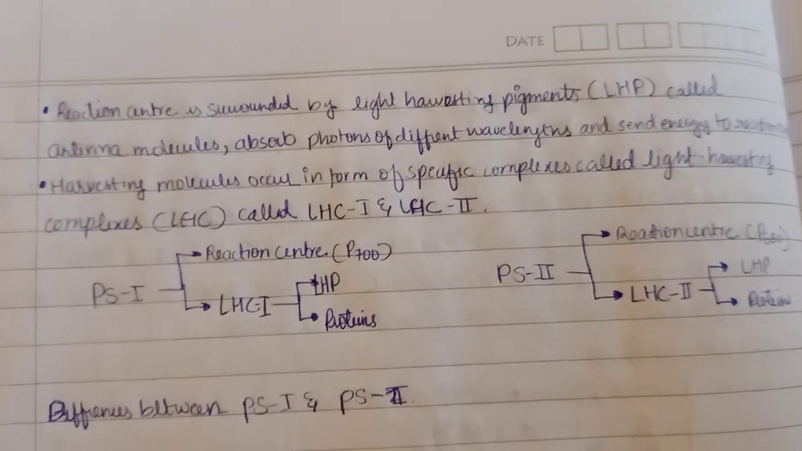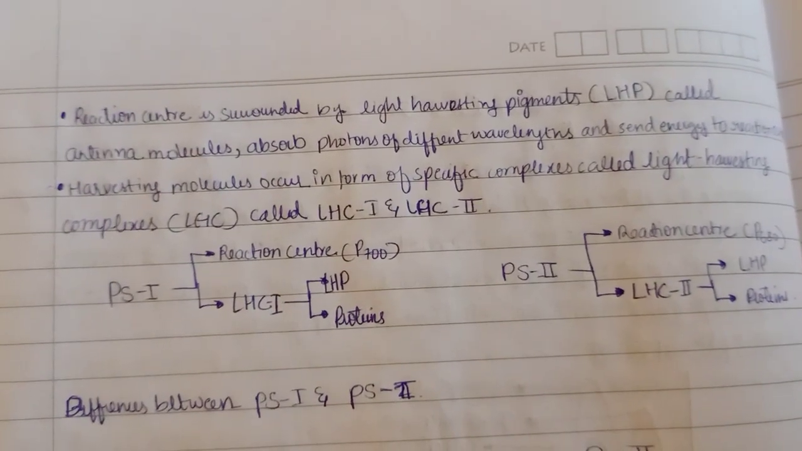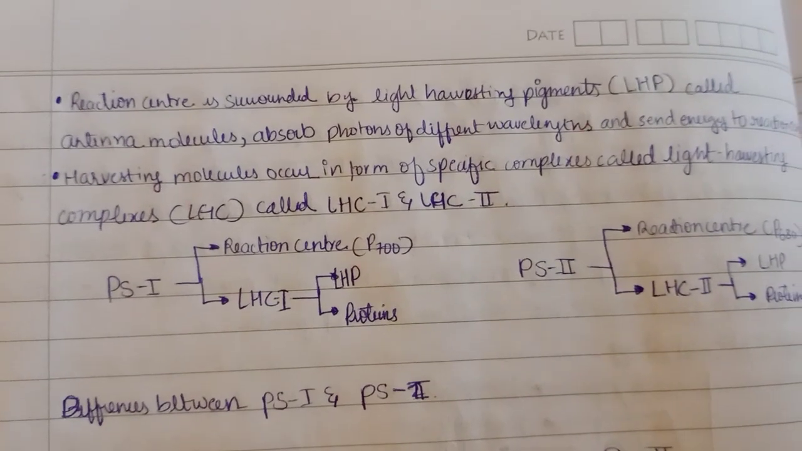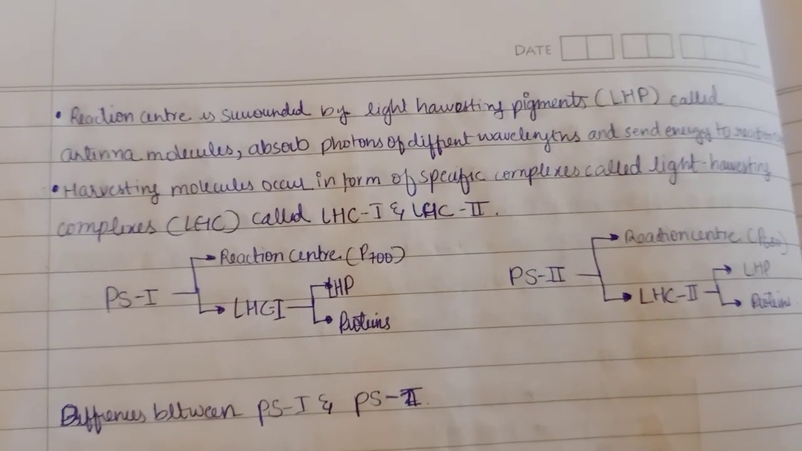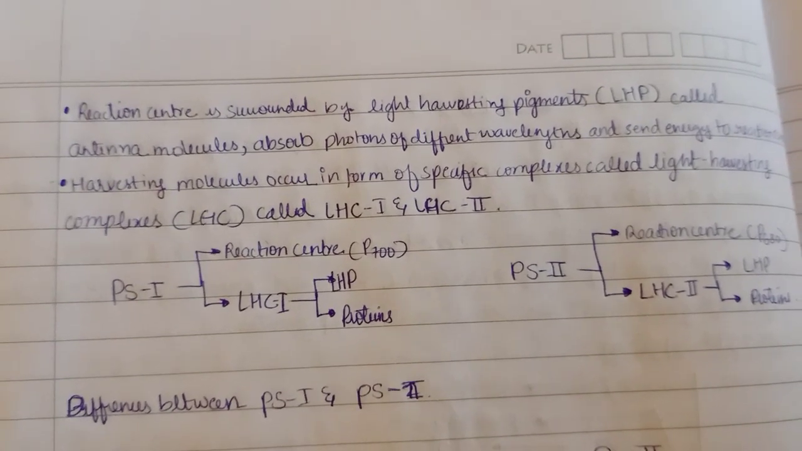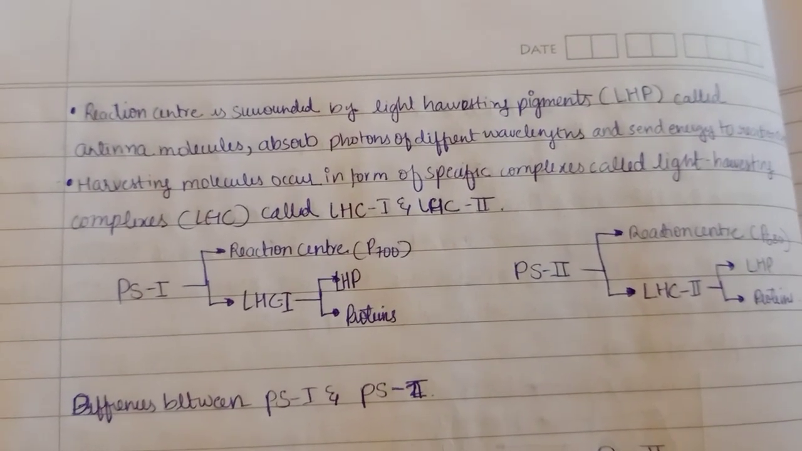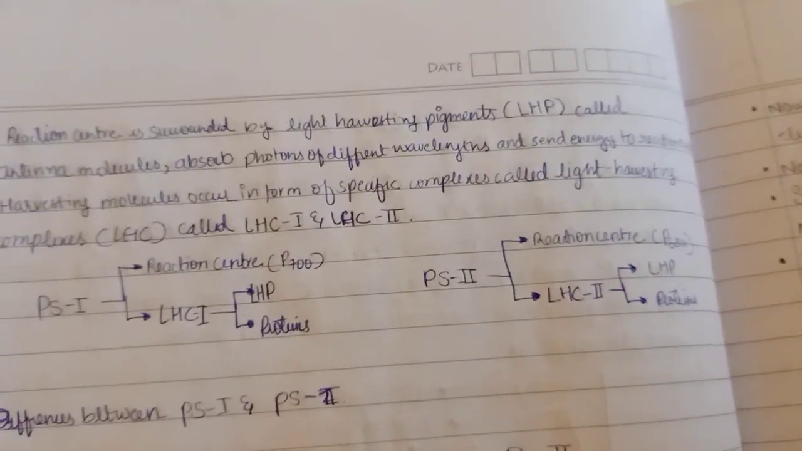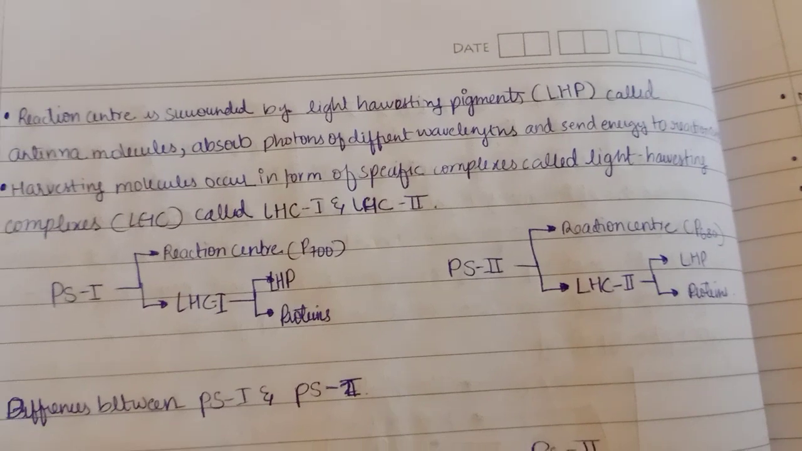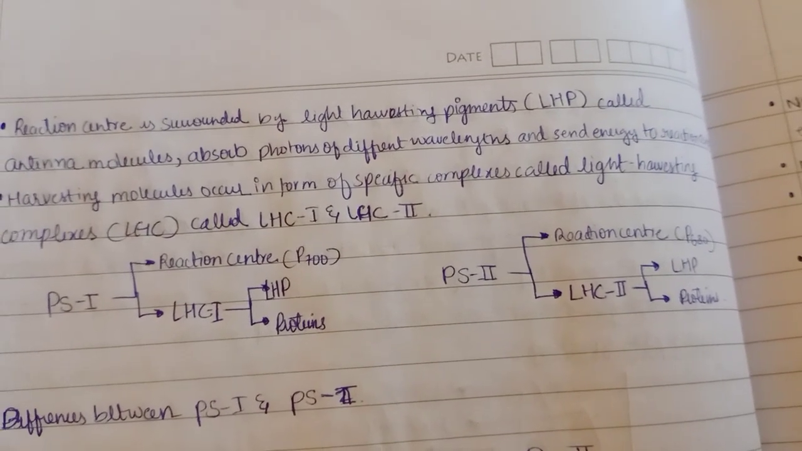Then the light harvesting molecules occur in the form of specific complexes called light harvesting complexes, LHC1 and LHC2. Here PS1 has the reaction center P700, then LHC1, and LHC1 has LHP and proteins. Here PS2 has the reaction center P680 and LHC2, which contains LHP and proteins.